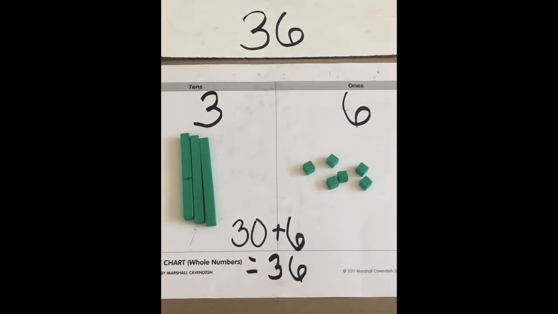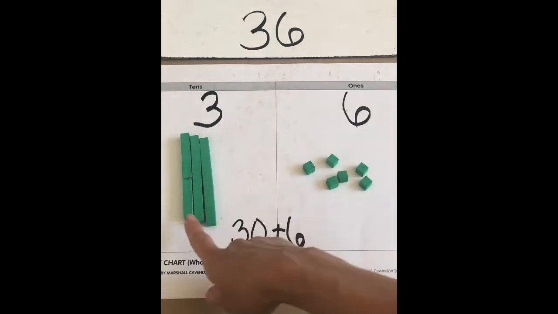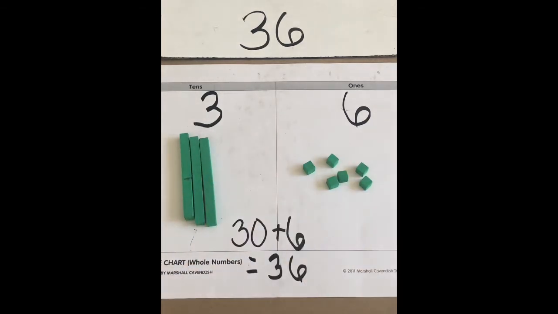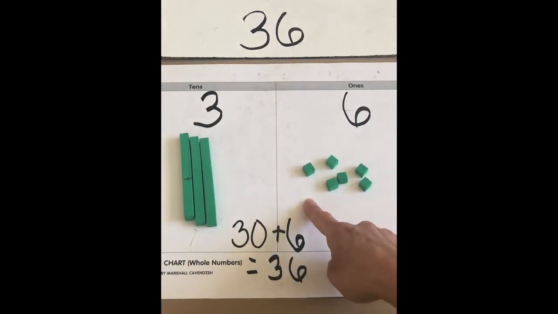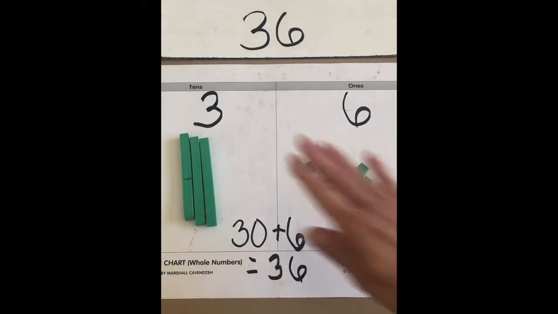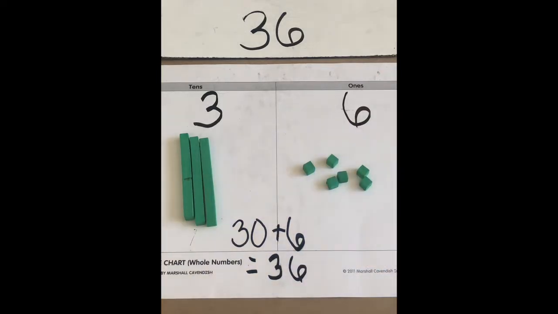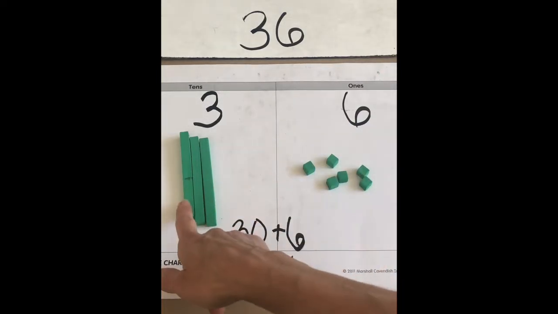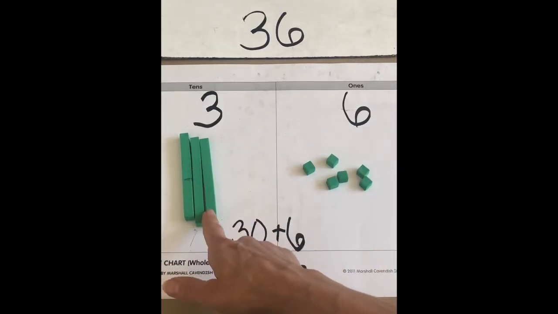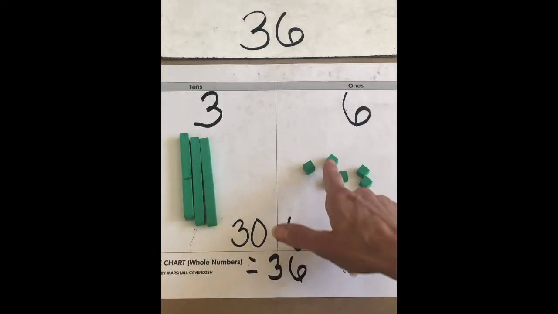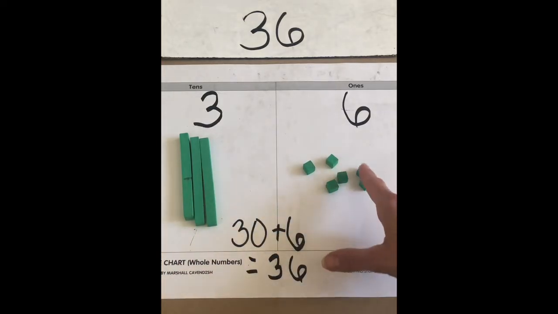We can also know that by counting on. When we have tens, we count by tens. When we get over to the ones, we cannot count by tens anymore because the value is 1 over here. So we stop and we count on by ones, like this. 10, 20, 30, 31, 32, 33, 34, 35, 36. 36.